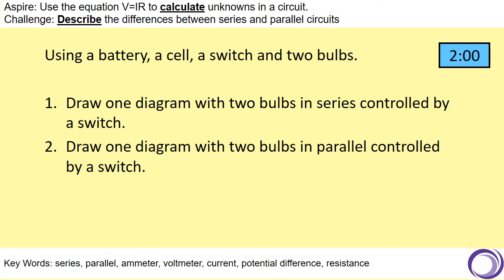So 2 minutes then, might not take you quite so long. I want you to draw one diagram that's got two bulbs in series controlled by a switch. You'll need a cell in there as well. And then for number 2, the same again, two bulbs and a cell, but this time I want you to put them in a parallel circuit. There's different places you could put the switch. I want you to put the switch in a place that puts both of the bulbs on and off. 2 minutes.